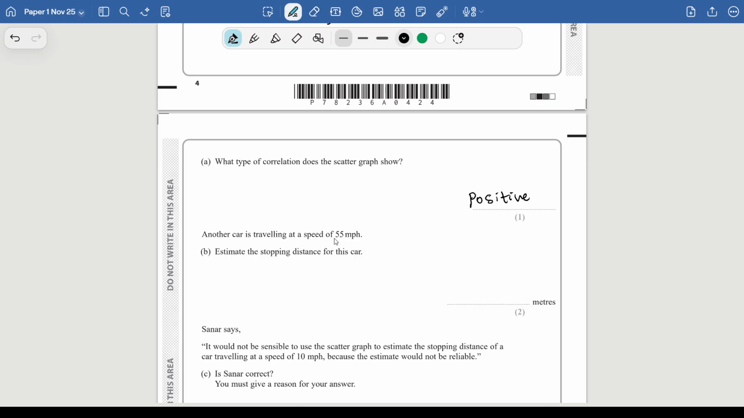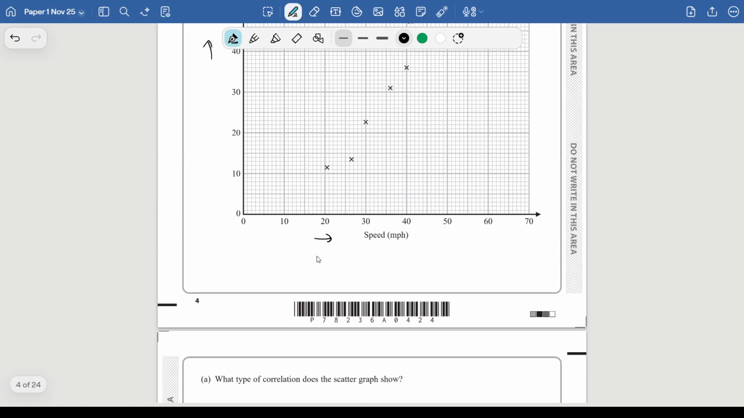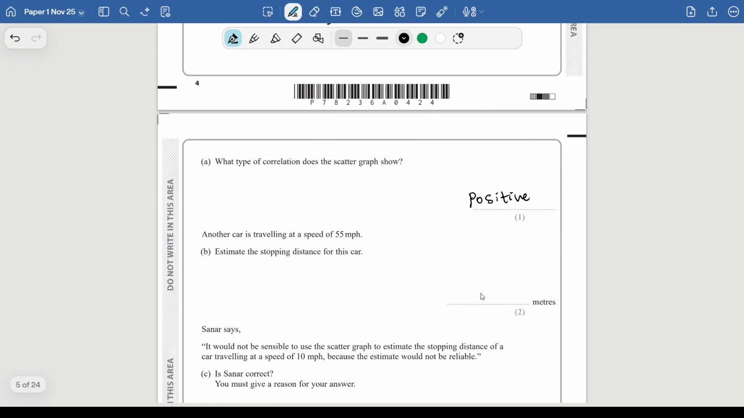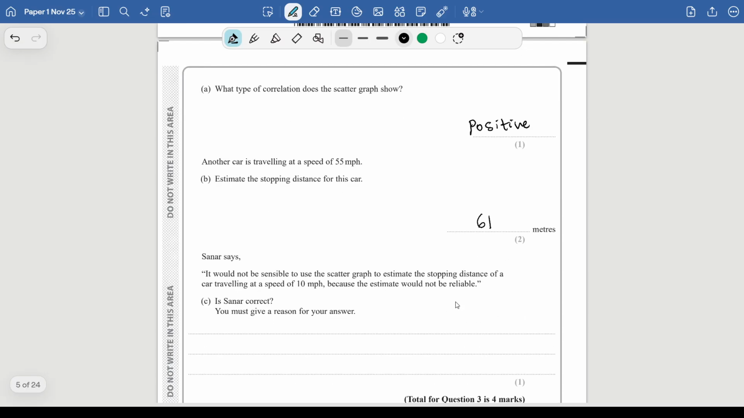Another car is traveling at a speed of 55 mph. Estimate the stopping distance for this car. So if the car is traveling at 55 mph, 55 is between 50 and 60 here. So somewhere here we can estimate the stopping distance to be maybe 61 or 62. Here I see there are all these points, so if you draw a line of best fit here, it needs to match somewhere here. So maybe 62 or 61. If I go with 61 meters, your answer could be slightly different. So plus or minus 5 meters should be accepted here.